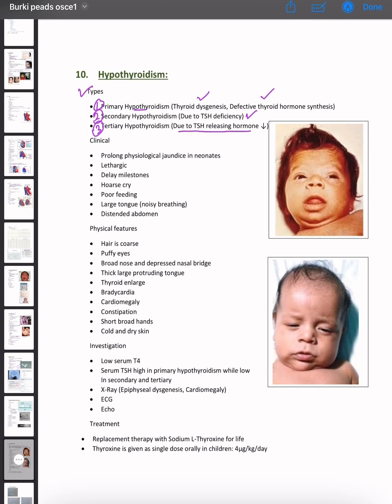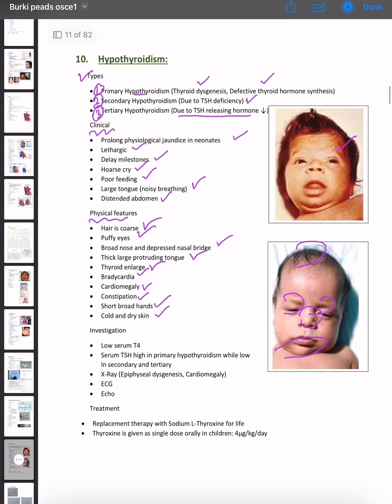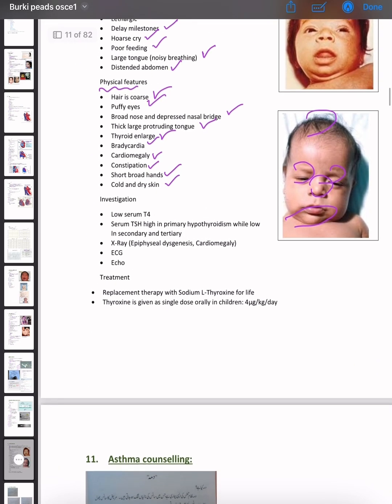What are the clinical appearances? Prolonged physiological jaundice in neonates, lethargic, delayed milestones, hoarse cry, poor feeding, large tongue, distended abdomen. What are the physical features? Hair is coarse, puffy eyes are present, broad nose and depressed nasal bridge, thick large protruding tongue, thyroid enlarged, bradycardia, cardiomegaly, constipation, short broad hands, cold and dry skin. These physical features will be present in the patient with hypothyroidism.